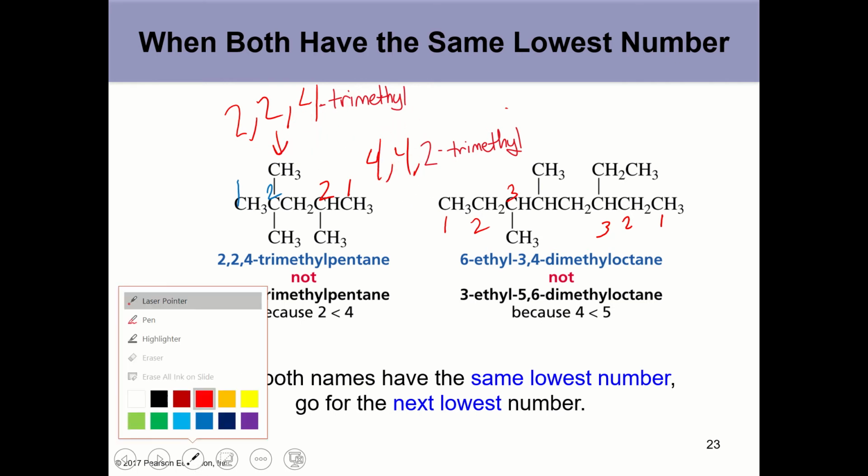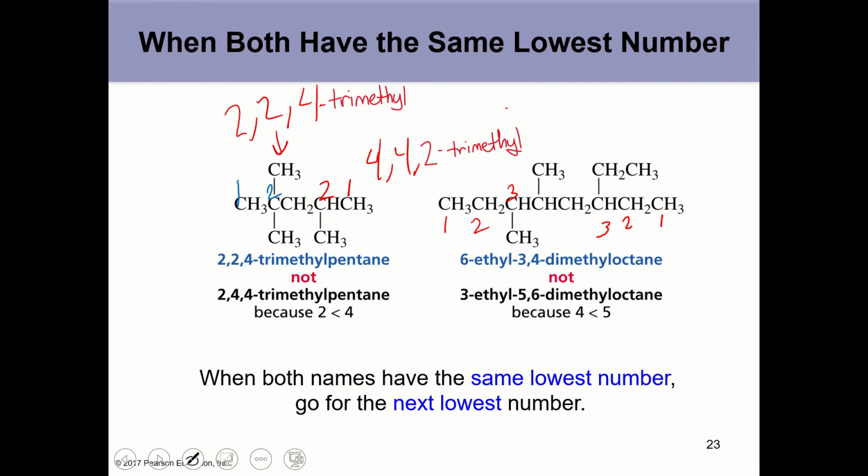And one way to quickly confirm would be, again, to take the sum of all of the substituent numbers and compare them. So we're comparing 2, 2, 4, which equals 8, which is less than 4, 4, 2, which is equal to 10. So 2, 2, 4 is the correct numbering option.